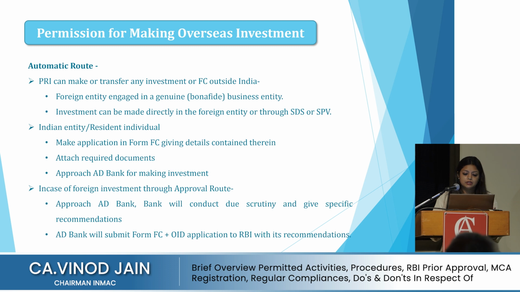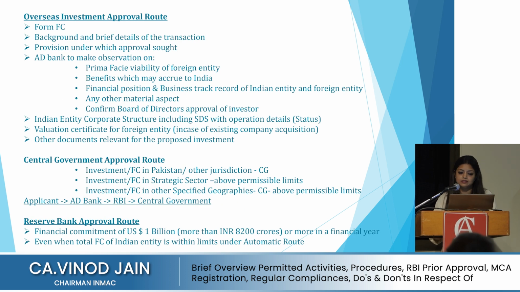In case the foreign investment is through the approval route, they have to approach the AD bank. The AD bank will conduct proper scrutiny and give specific recommendations, which will be used by the applicant and later with the RBI. The AD bank will submit this Form FC and the overseas investment application to RBI with its recommendation. The approval route here is divided into two parts: one where approval is required from the central government, and one where we need the approval of the Reserve Bank. So broadly, in the approval route we will be required to file Form FC.